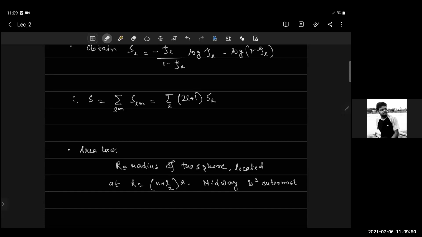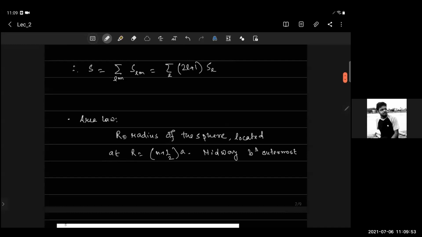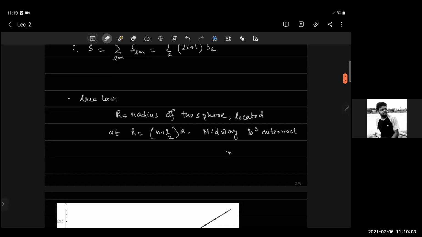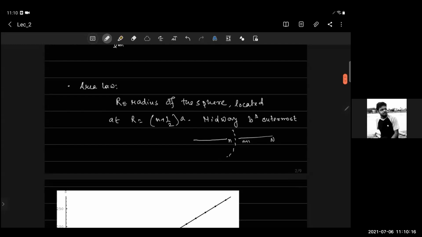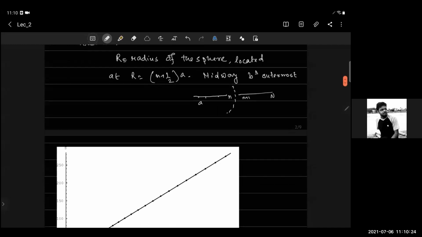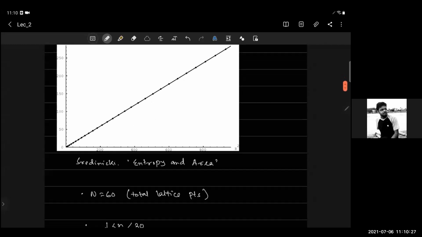But to prove it, what you do is first you set the radius of the sphere R at a point n plus half, which is midway between an inside point and the outside point. So n is the last inside point of the lattice, and n plus 1 to capital N are the outside points. So you set the radius here at n plus half, midway. And you replace R because a is the lattice spacing, R is n plus half times a. Now you plot S versus R squared over a squared.